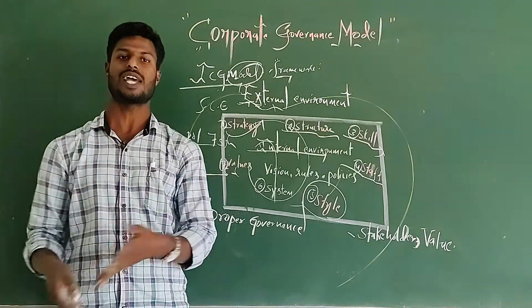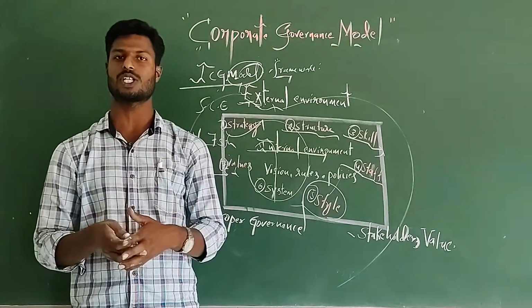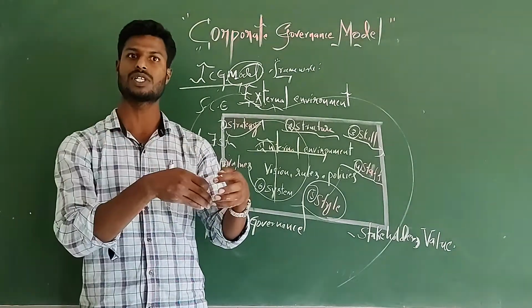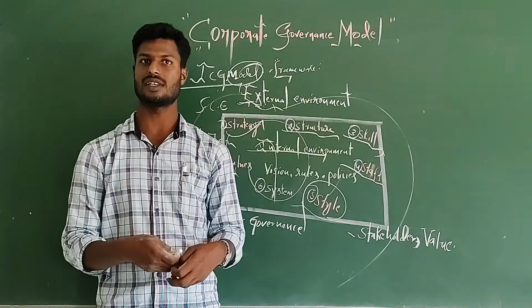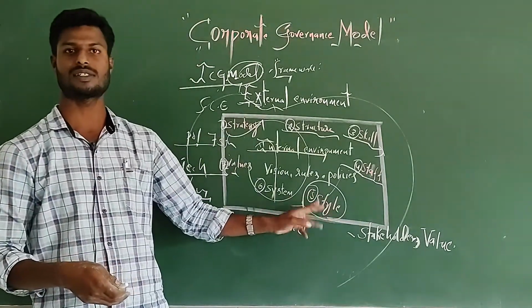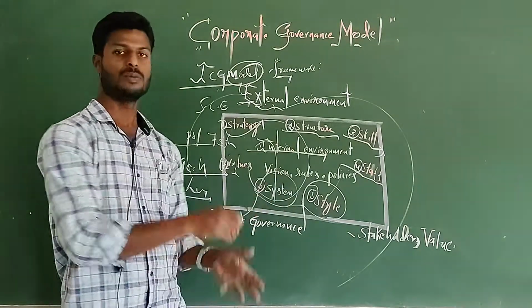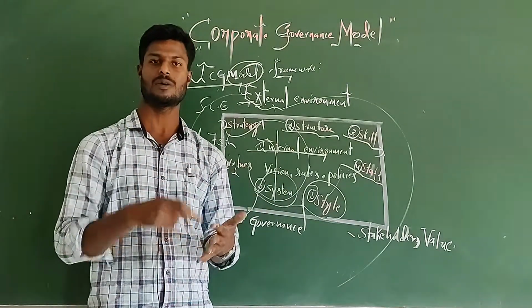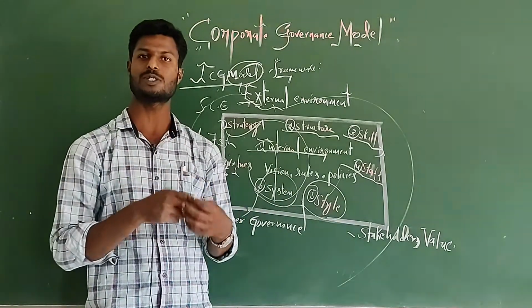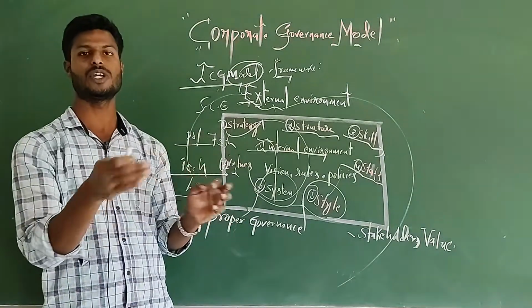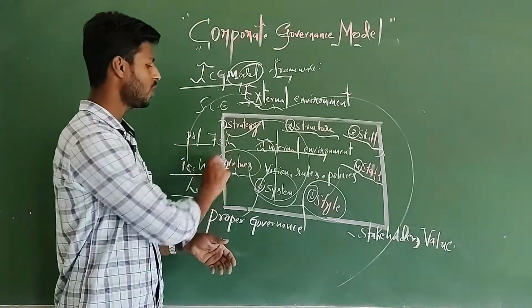Style means your leadership style, autocratic, bureaucratic or democratic. What type of leadership style you adopt based on the size and nature of your business, that is very important, the style of leadership. Next one is system: production system, finance system, marketing system, sales and distribution system, advertisement system. What type of system you are going to adopt? Next one is shared values.